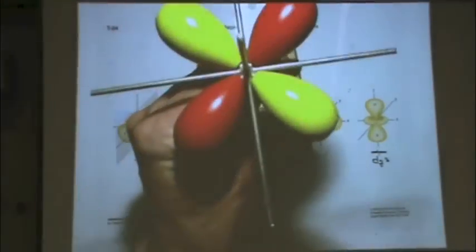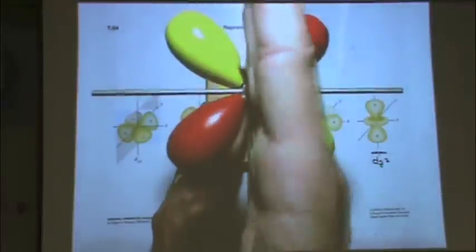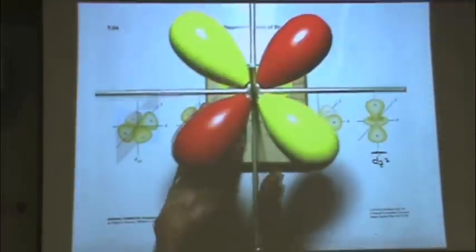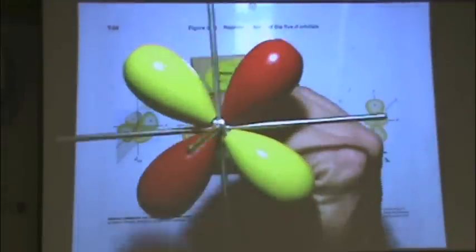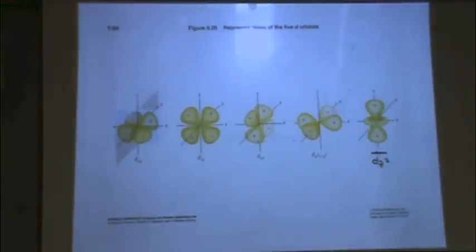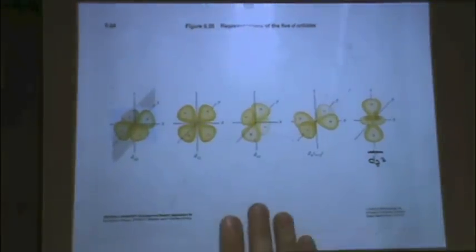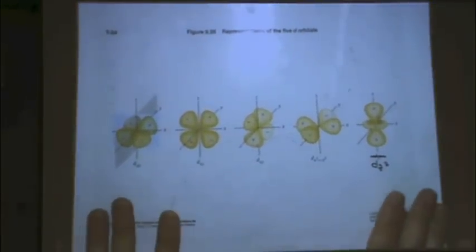Okay, we said that this had two nodes, and if you look at this one here, you can see the two nodes. It's a plane that cuts this way and a plane that cuts this way. So it's two planar nodes. And this, it cuts both axes. Okay? So it's two nodes. I'll show you again how to draw these later. In just a little bit, actually.